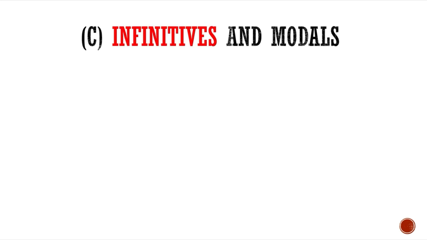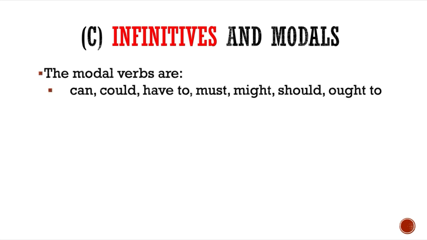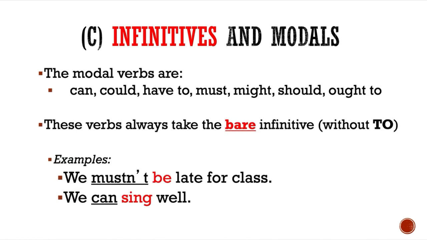Group C, infinitives and modals. So the modal verbs are can, could, have to, must, might, should, ought to, etc. These verbs always take the bare infinitive, which means without to. Examples: we mustn't be late for class, we can sing well.